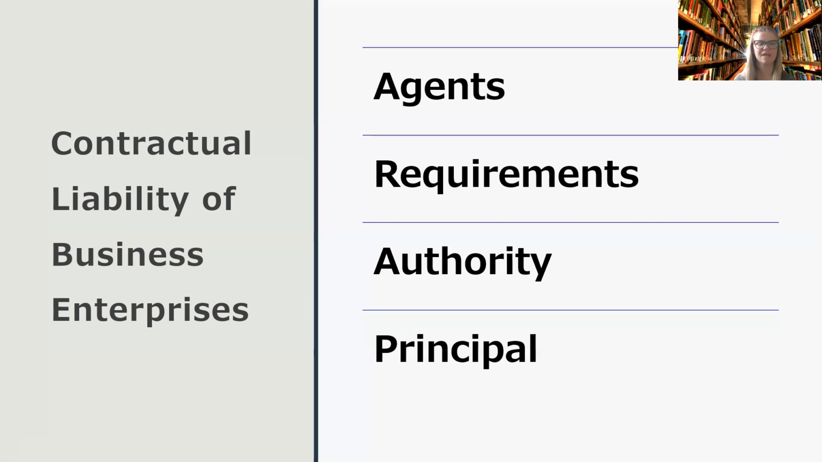Power to bind the principal may result from consent of the principal manifested to third persons by formal or informal writings or by spoken words, or it may result from manifestations of consent on the part of the principal implied from authority to do other acts. This is called apparent authority. So basically, it can arise out of written or spoken acts or other conduct that's going to make the third party reasonably believe that that person is an agent of the business.